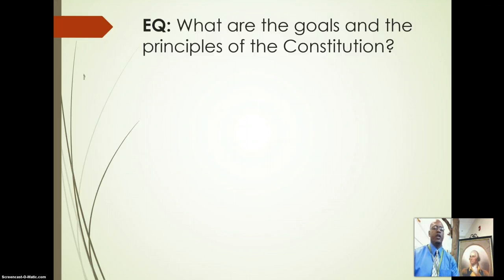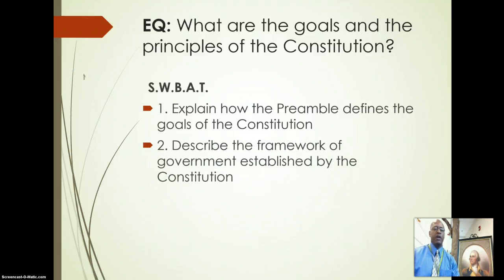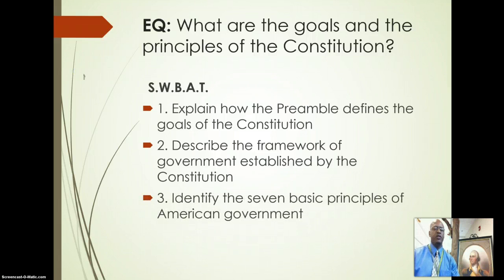First thing you should do in answering this essential question is be able to explain how the preamble defines the goals of our Constitution. So we're going to look at the preamble. Secondly, describe the framework of our government established by the Constitution, and this is where we're going to get into the articles and what they outline. And then lastly, you should be able to identify the 7 basic principles of the American government, and we'll talk more about that when we get to that section. So let's go ahead and dive in.